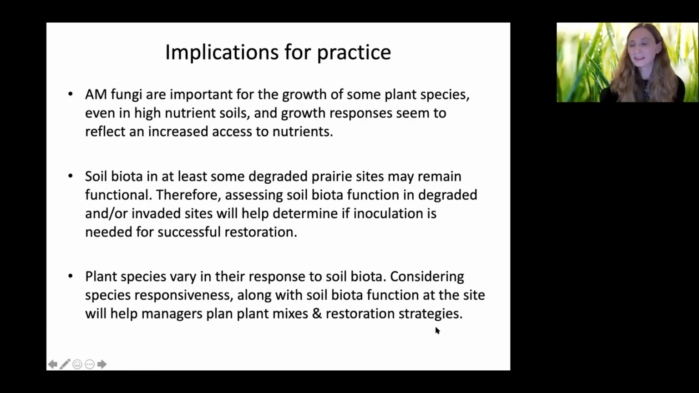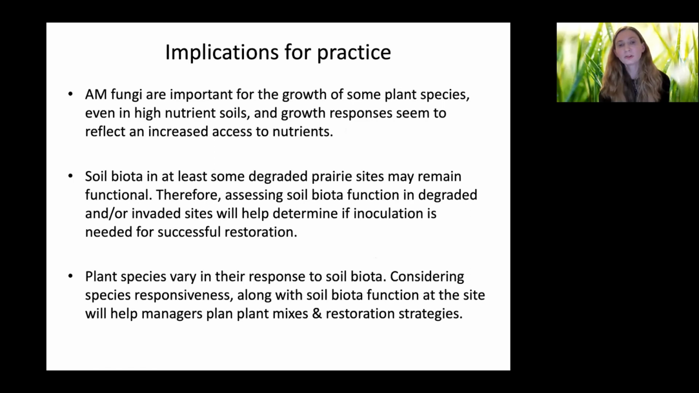So I hope in this seminar today, I've convinced you that mycorrhizal fungi are important for the growth of some plant species, even in high nutrient soils. The soils in the Palouse are high in phosphorus already, and some of the plants still benefit from this inoculation. And these growth responses may be related to an increased access to nutrients. We found that the soil biota in at least this one degraded prairie site might remain functional.